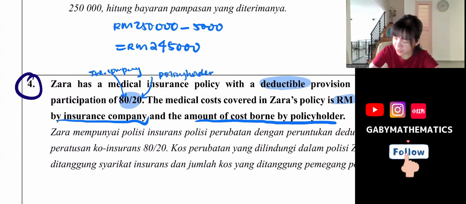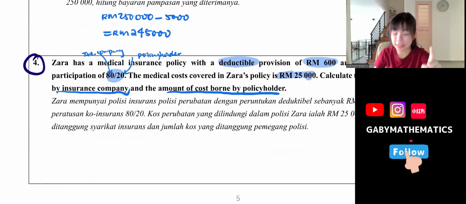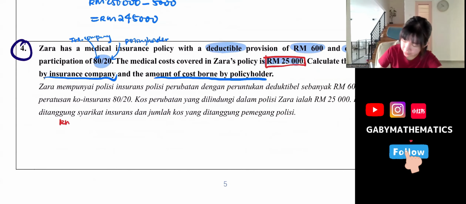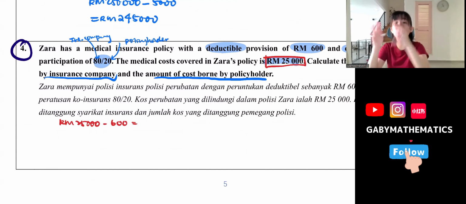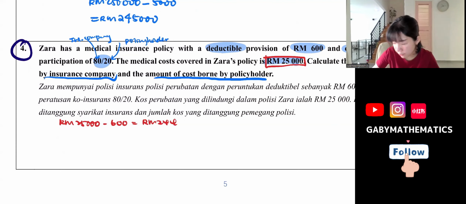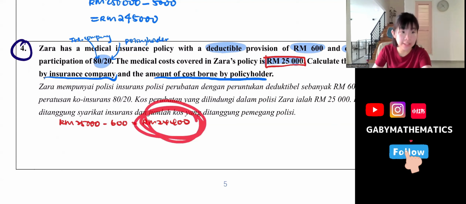Now, 80% does not include the deductible. So no matter what, if the medical cost is 25,000, first thing first, we take 25,000 minus the deductible, because this 600 is only borne by the policyholder. The policyholder has to pay this 600 first. If there is any remaining, then the insurance company is involved. So after deducting 600, we get 24,400. Now the insurance company will only pay 80% of this amount.